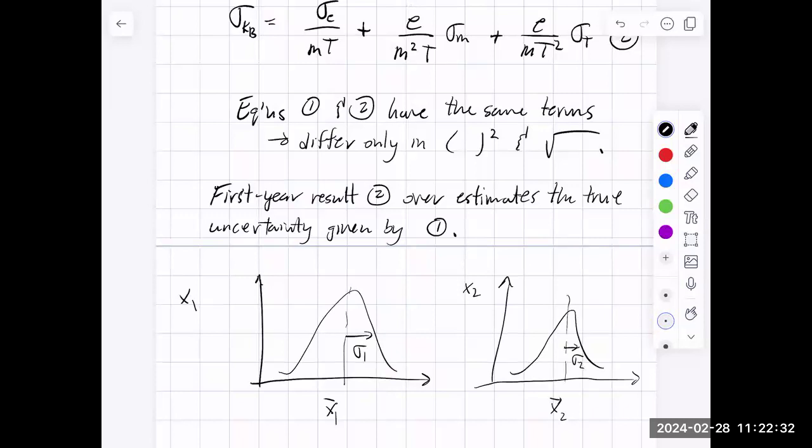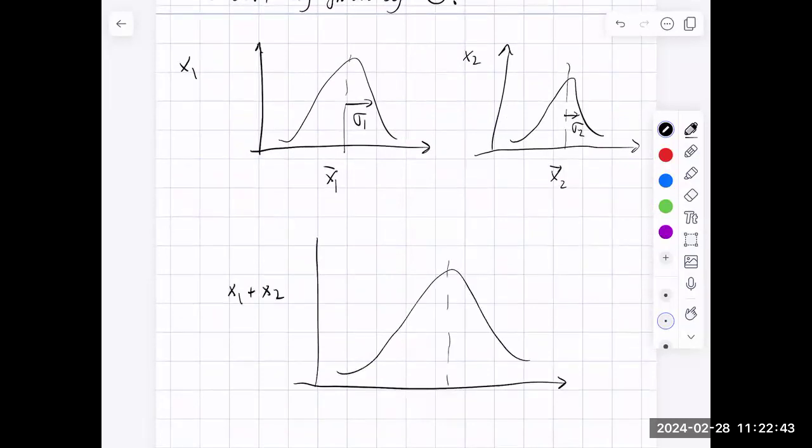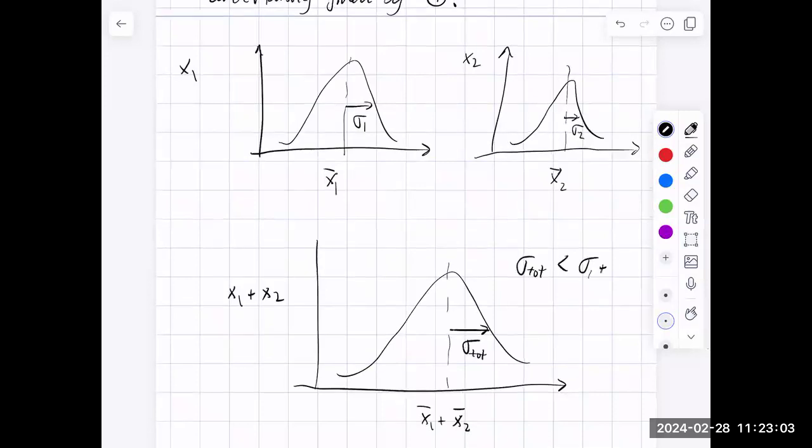So if we wanted to find the distribution of x1 plus x2, we're going to get something like this. The average will sit right at the average of x1 plus the average of x2, but the width of this distribution will not be the width of sigma 1 and sigma 2, right? So this width, sigma total, is less than sigma 1 plus sigma 2.